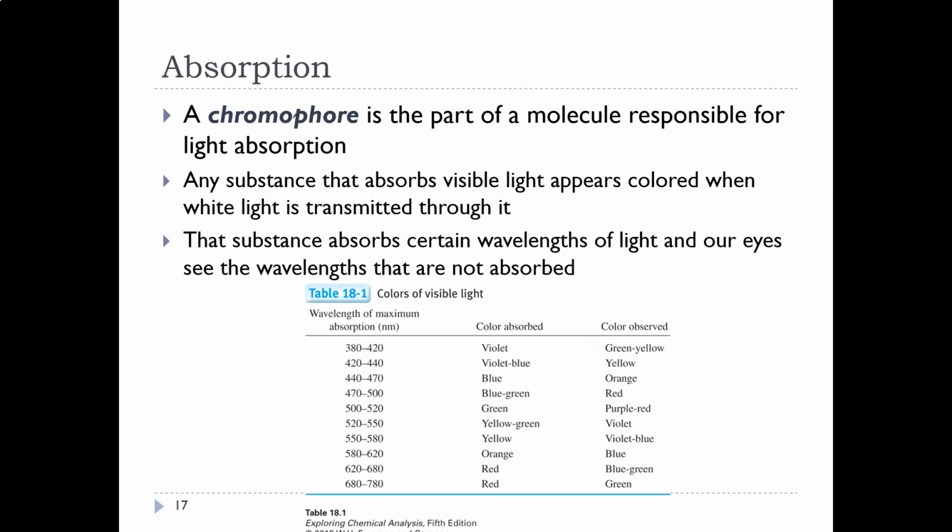With a molecule, the chromophore is the part of the molecule that absorbs light, and you'll look at that a little bit in organic chemistry because it's usually a functional group. This table gives you, depending on what color we see with our eyeballs, which is the color observed, what color of light is absorbed, and what is the likely lambda max for it.